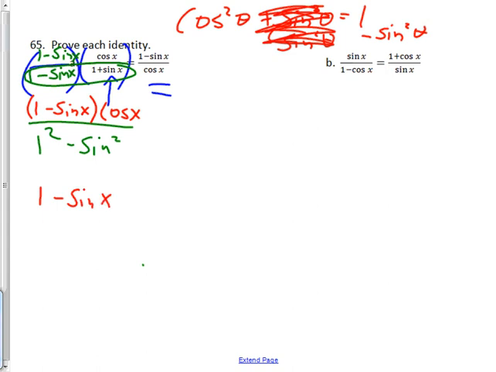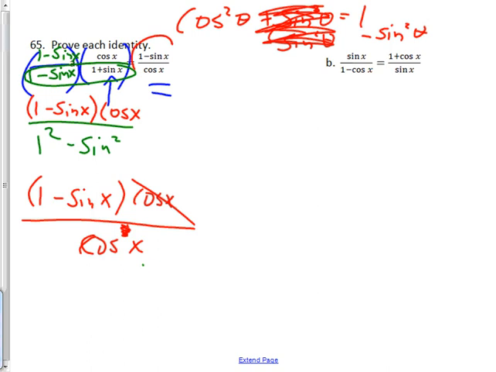Yes. Just do one thing at a time. And now this would cancel off one of my two cosines. That was cosine times cosine. All right, so now it's 1 minus sine over cosine, and that's what I wanted. All right? Those are tough.